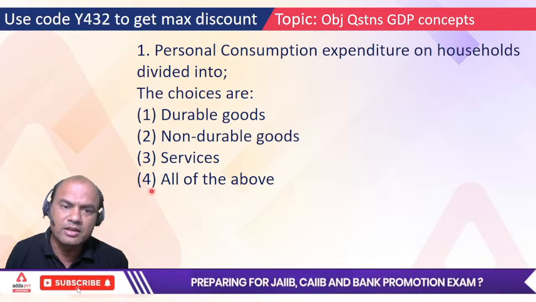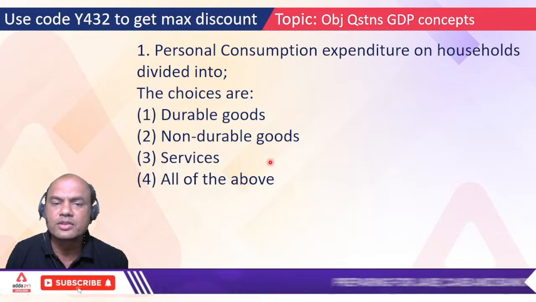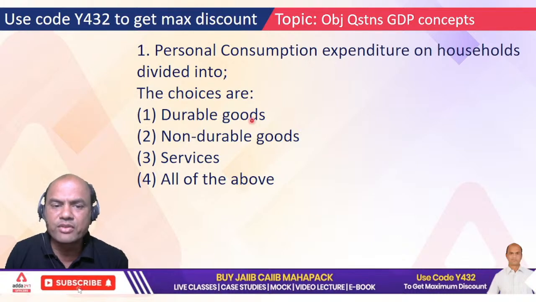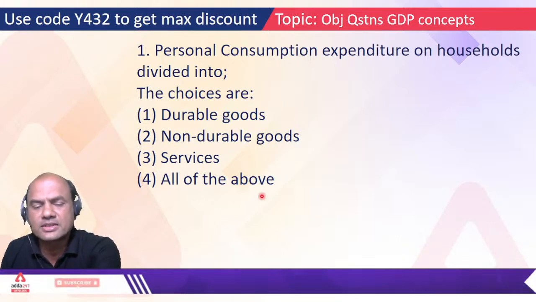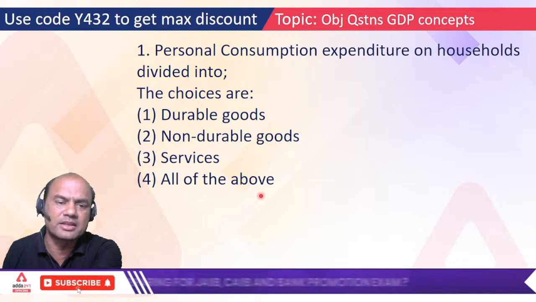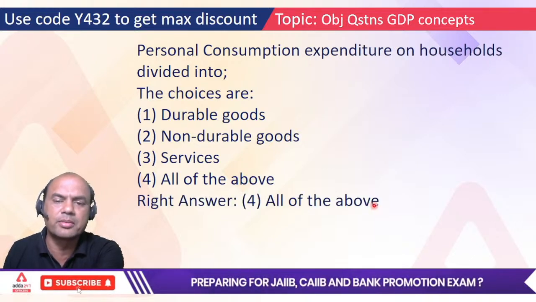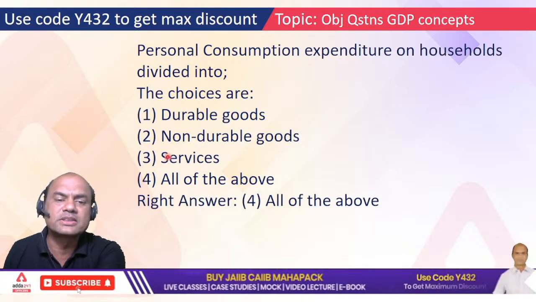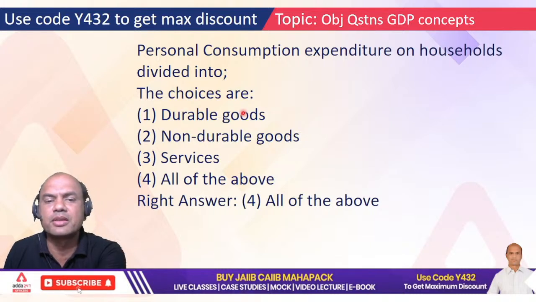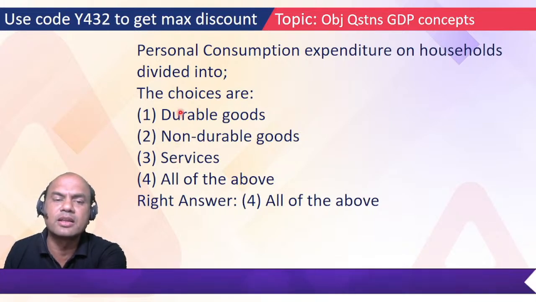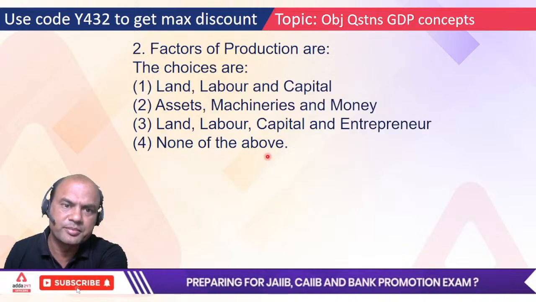All of the three or only something? So the answer is, everyone must type. Everyone is typing correctly. Answer is 4, all of the above. Very good. Because services, non-durable and durable, everything is included in the GDP calculations.